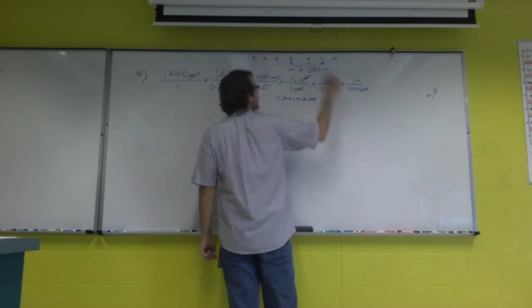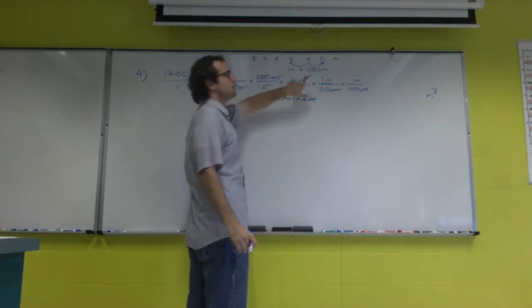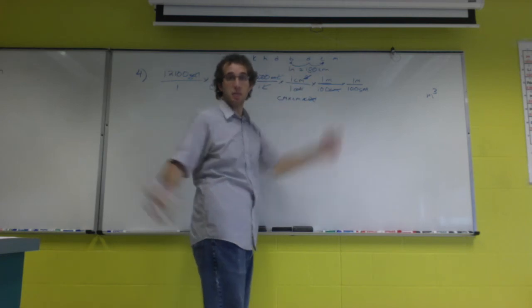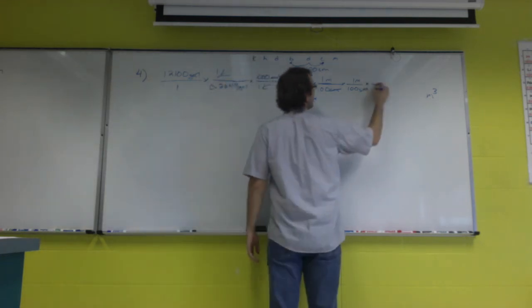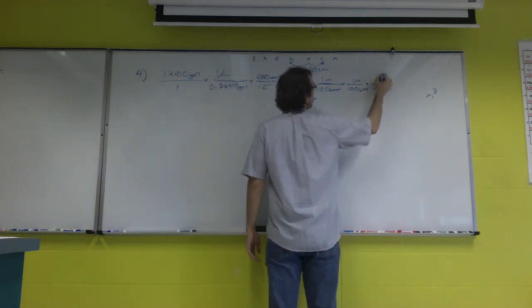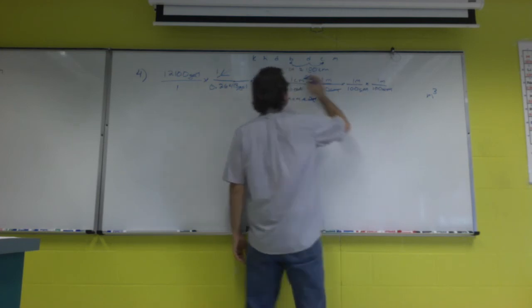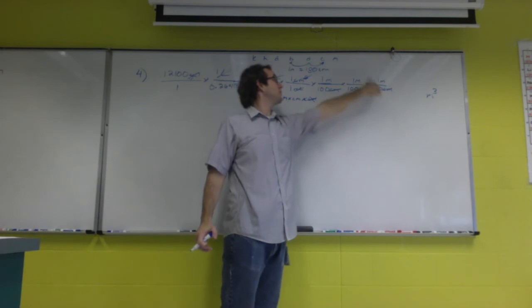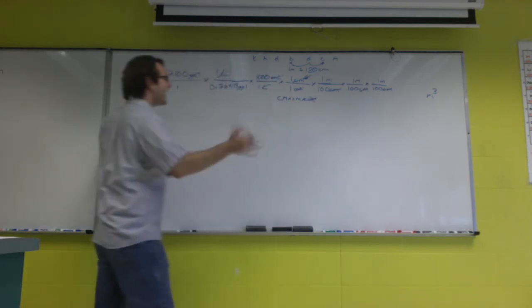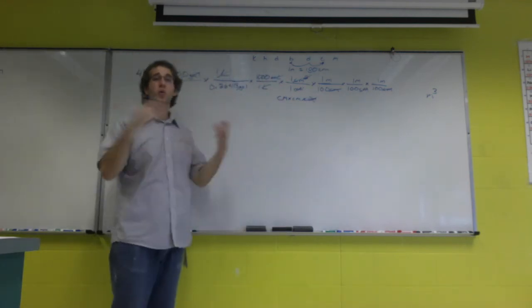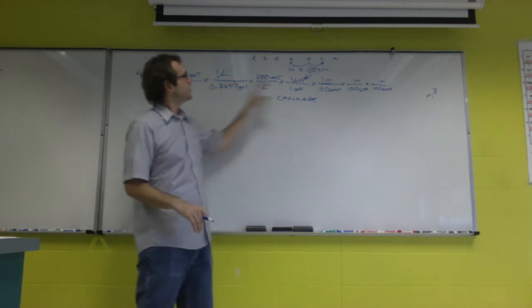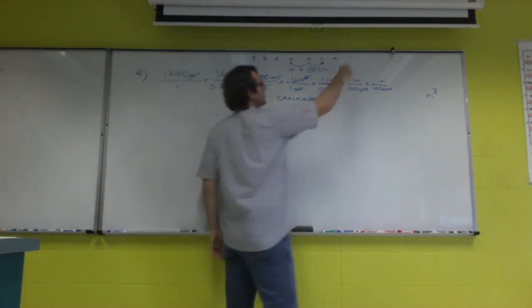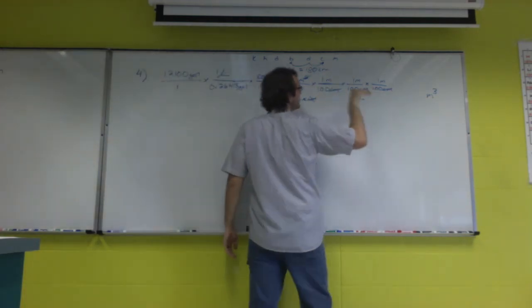This cancels the second centimeter. We got 1 left. Need to get another meter in there. Do it a third time. 100 centimeters on bottom, 1 meter on top. Centimeters cubed have now been canceled out. If we look at the only units we have left, if we've done it right, the only unit we should have is the unit we're looking for. Meter times meter times meter gives us meters cubed.